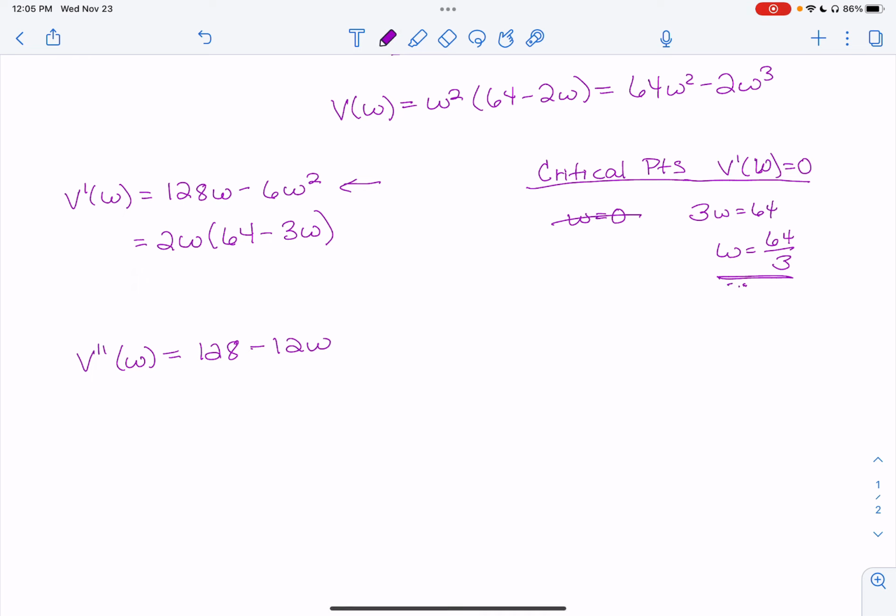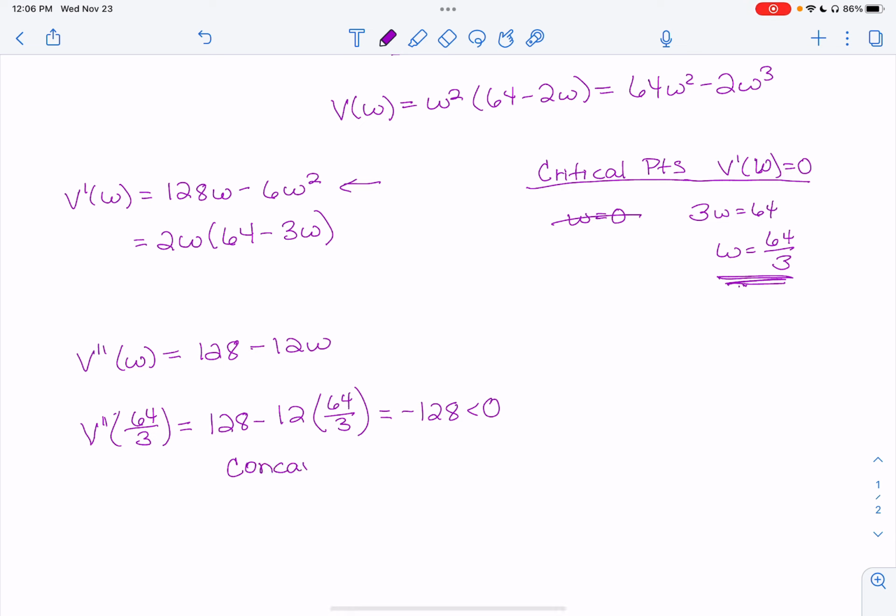All I'm doing here is I'm going to take my critical point from over here and find out whether my second derivative at that critical point, 64 thirds, is greater than or less than 0, because I'm just using that second derivative test. Sorry, went off on a little tangent there. So if I substitute in this, and you punch that into your calculator, I did not do this in my head, you should come up with this is equal to negative 128, which is very obviously less than 0, which means that I'm concave down.